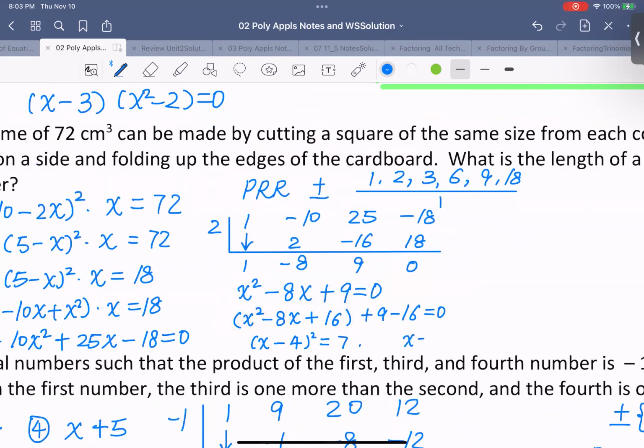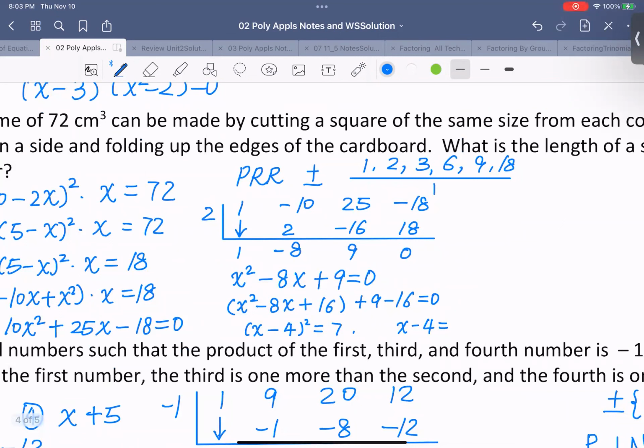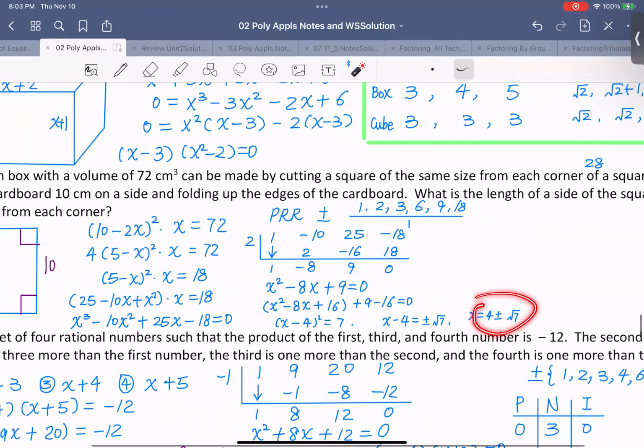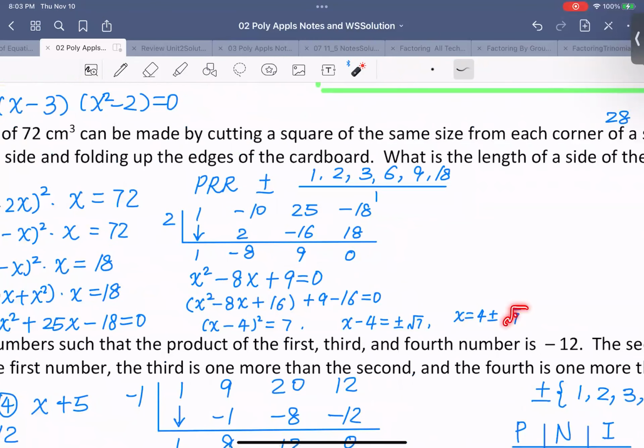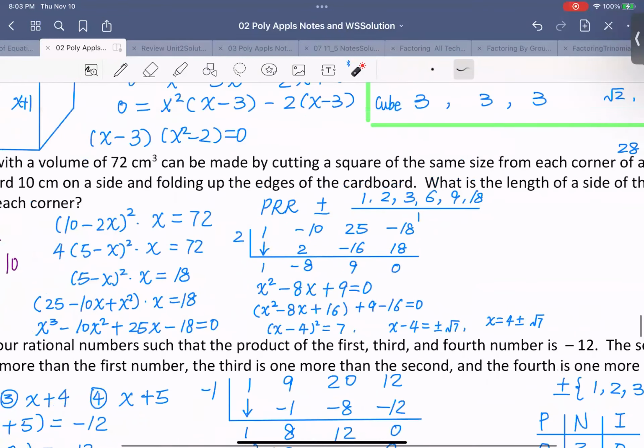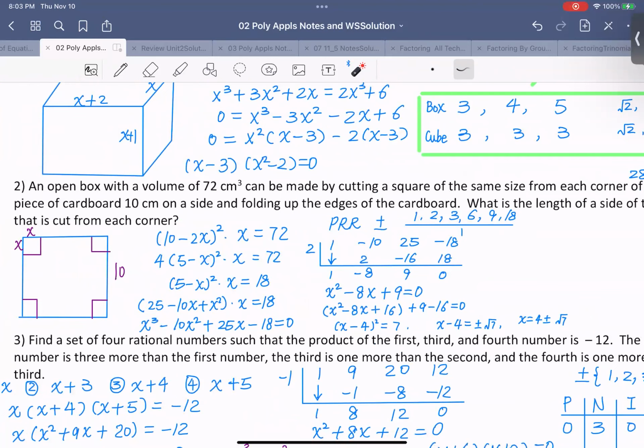So x minus 4 will be plus or minus square root of 7. So x will be 4 plus or minus square root 7, right? Yes. Okay. If we use the quadratic formula, we will get the same answer. That's it. And we want to check, make sure they are all positive, right? Okay, they are all positive. So square root 7 is less than 4. So 4 minus square root 7 is also possible. Correct? Yes. But you think all these 3 will be the answer?